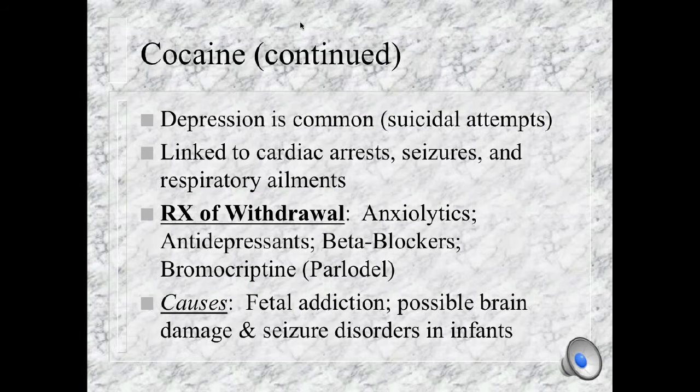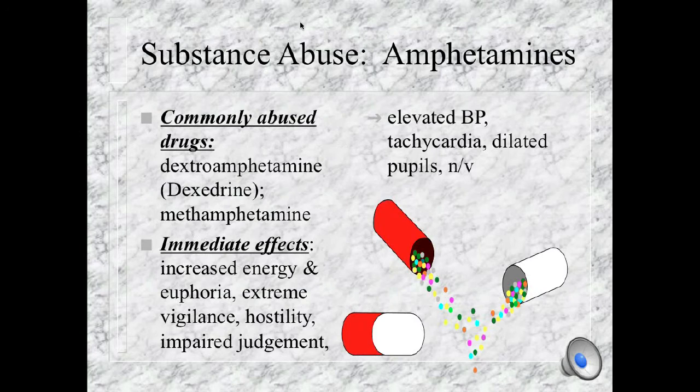The other things that may be used are anxiolytics, antidepressants, and beta blockers. I also have to say something about fetal addiction, because that is one of the consequences, along with possible brain damage and seizures in children. Children whose mom smoked while the baby was in utero have to go through withdrawal as well. And so that's what you call crack babies. So you can see seizures in infants as well.